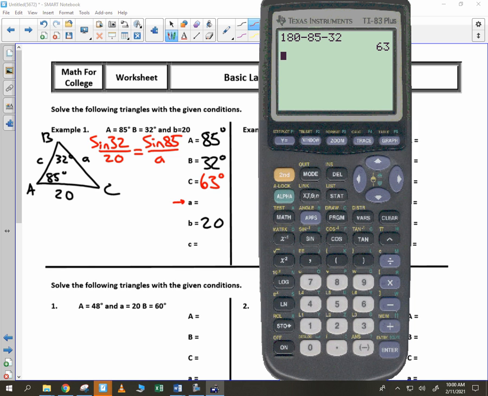I'm going to turn these top two pieces, sine of 32 and sine of 85, into decimals, and I'm going to cross multiply. Seems like that's the way that a lot of people like to do it. So I'm going to go sine of 32, and when I take the sine or tangent or cotangent, I always write it out to 4 decimal places. So 0.5299 over 20 is equal to, and we'll do the sine of 85, which is 0.9962 divided by A.